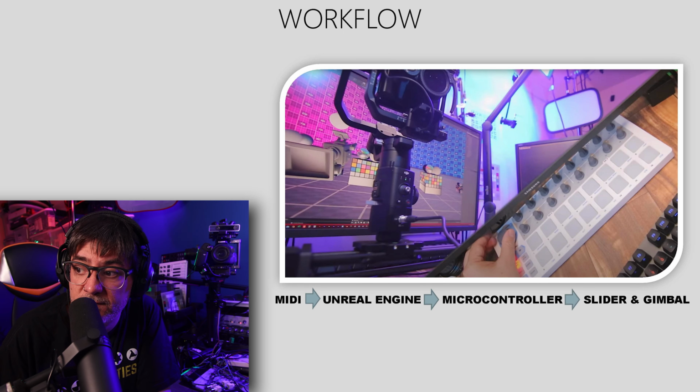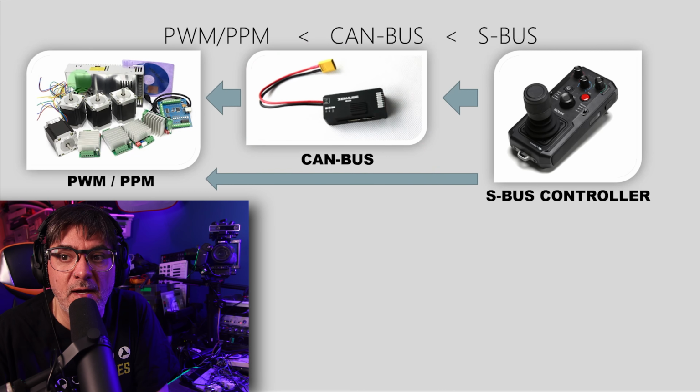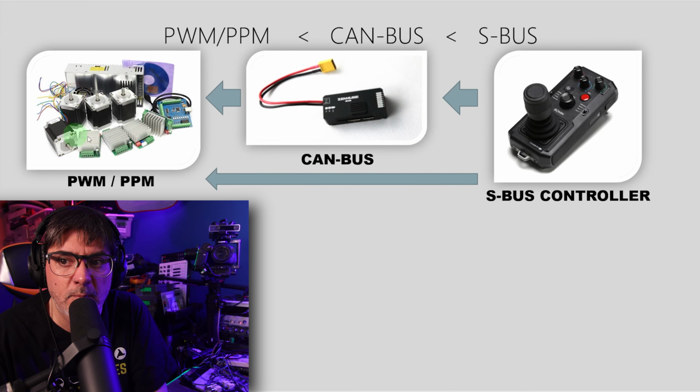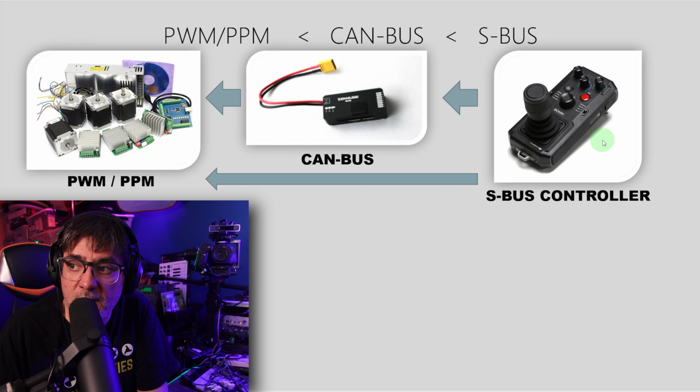Okay, so in order to understand what we're doing, we need to understand what we actually control. The end of the line is always going to be the motors. It's going to be through PWM or PPM. This is pretty much the last thing that we are going to control, and that can be controlled by an S-bus controller.